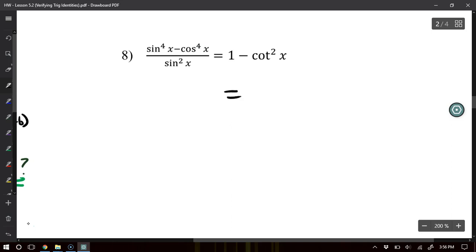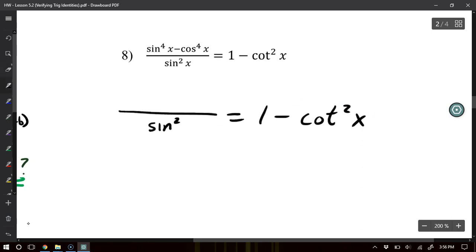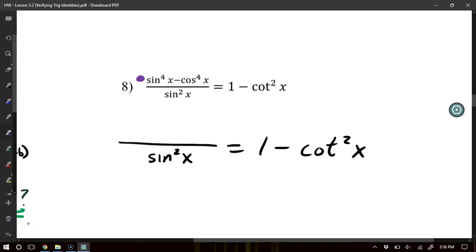I'm going to keep my 1 minus cotangent squared of x. And what I'm going to do is change my left-hand side. How am I going to do that? Well, I like the denominator. That's simple. So let's just do that first. I don't like the numerator, sine to the fourth power of x minus cosine to the fourth power of x. Again, what do I do? Well, you haven't seen that in this form very often, but I do know we've done it this way before in pre-calculus. We've dealt with this, x to the fourth minus 81.